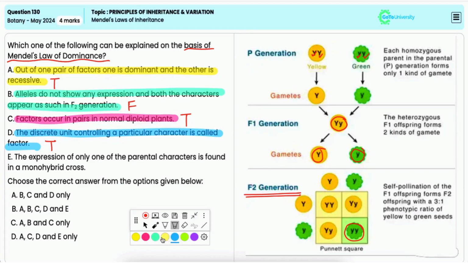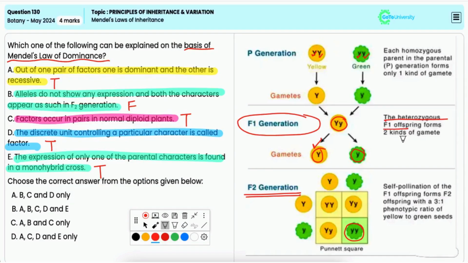E. The expression of only one of the parental characters is found in a monohybrid cross. Now, this is also true in context of Mendel's law of dominance, where only the dominant trait is expressed in the F1 generation of a monohybrid cross.